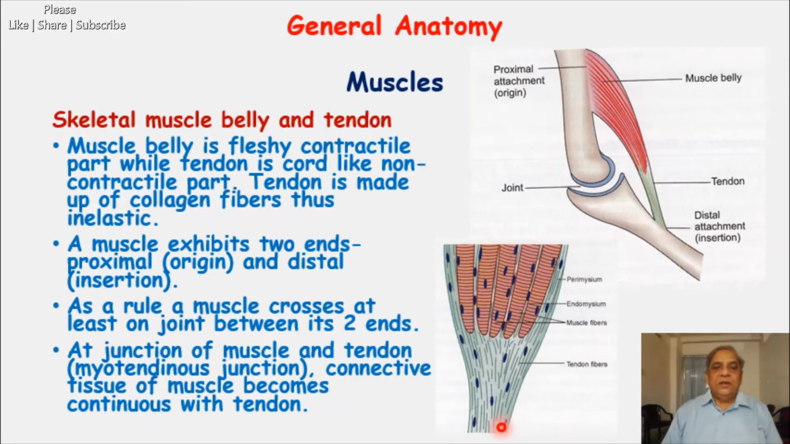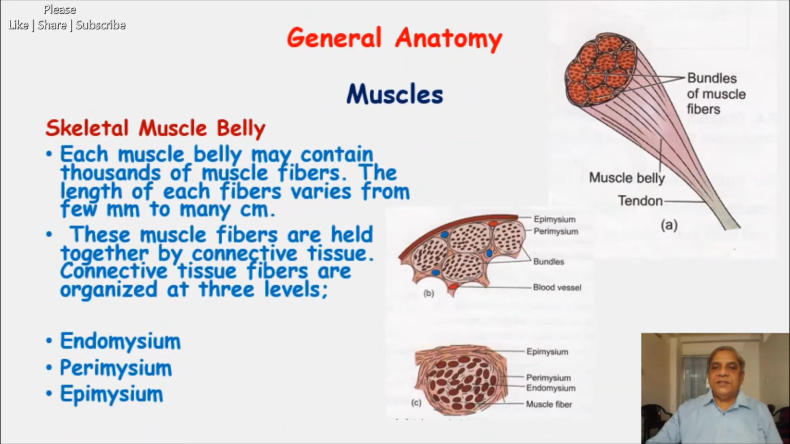So the myotendinous junction is nothing but the continuation of the collagen fibers which were present in the muscle belly. They are now continuing into the tendon itself. Okay. Now move to the next slide here.